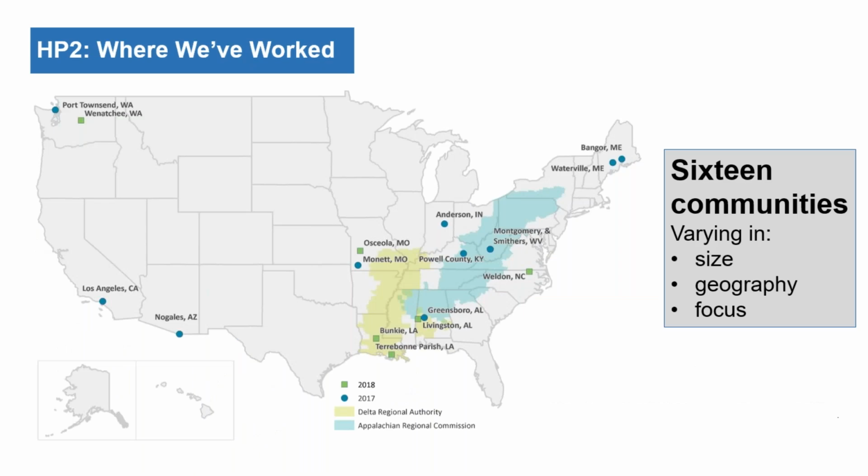So you'll see a map here of the 16 communities with whom we've gotten to work over the last 2 years. And you can see it's a wide-ranging group of communities, from large cities like Los Angeles to really small towns in central Appalachia like Montgomery and Smithers, West Virginia. We've worked with community partners across the country through this program: hospitals, federally qualified health centers, nonprofit partners, city governments, businesses, and a range of stakeholders, all committed to building a healthier place where they live.